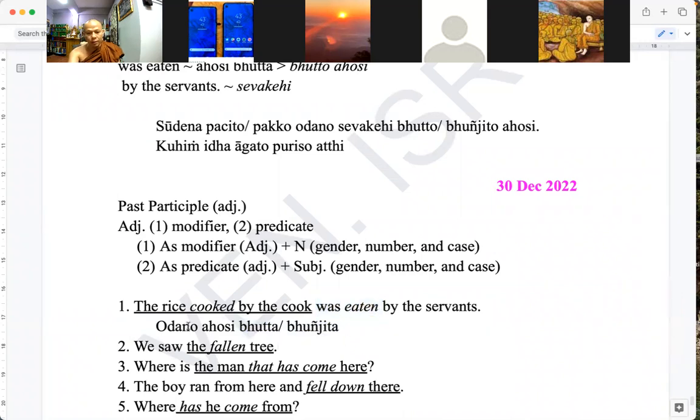That is why in this sentence, the subject is masculine, so this bhutta should be bhutto. Or if we use bhunjita, it should also be bhunjito. So bhunjito in this way. Okay, why not, I will use bhutto. So odano bhutto atthi.